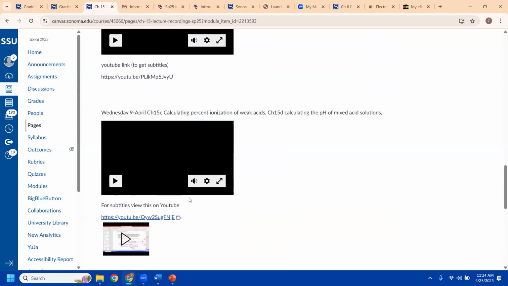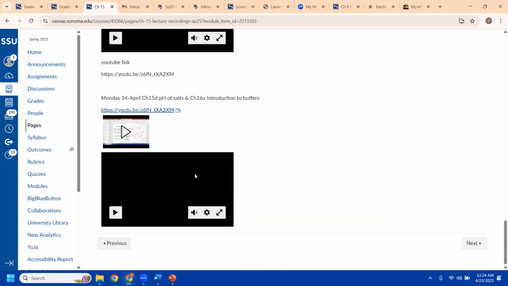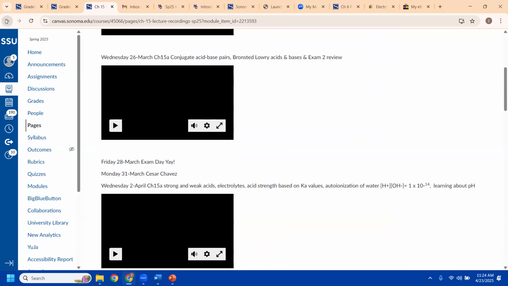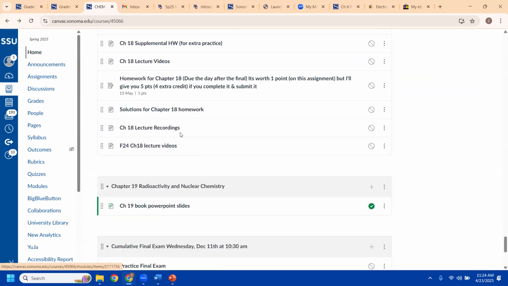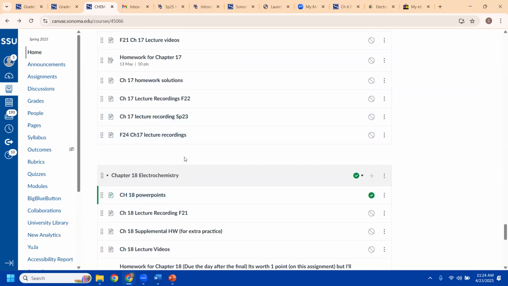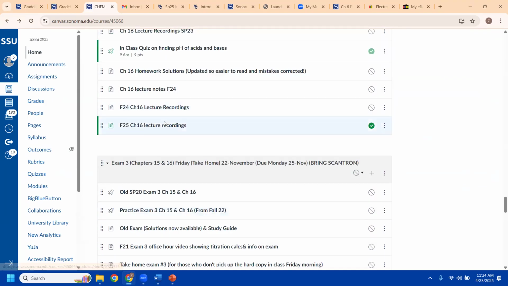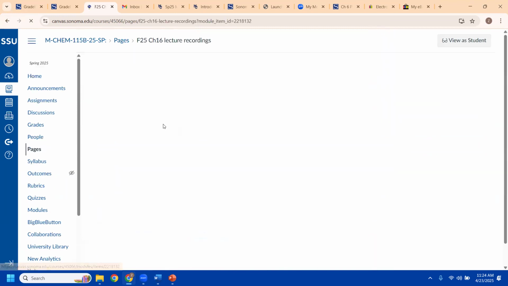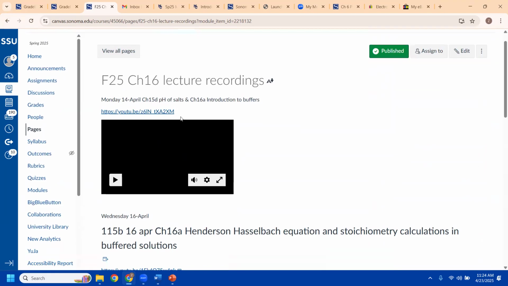But it tells you which PowerPoint you're dealing with, so you can use all of these PowerPoints and all of these lectures to help you. That's chapter 15. The chapter 16 material is the same exact thing. Notice how for chapter 16 material, where is chapter 16? Chapter 16 lecture recordings. You can see it tells us what section, chapter 15D.